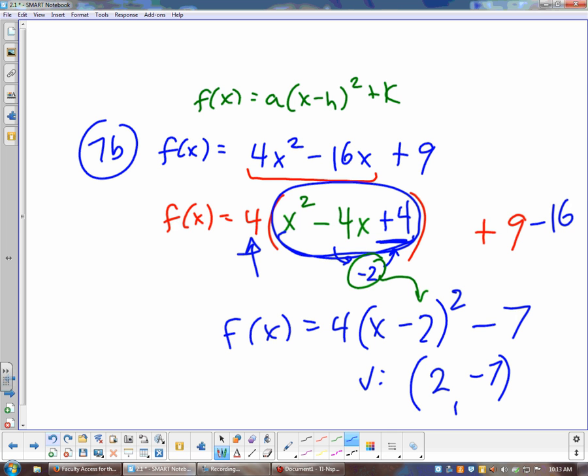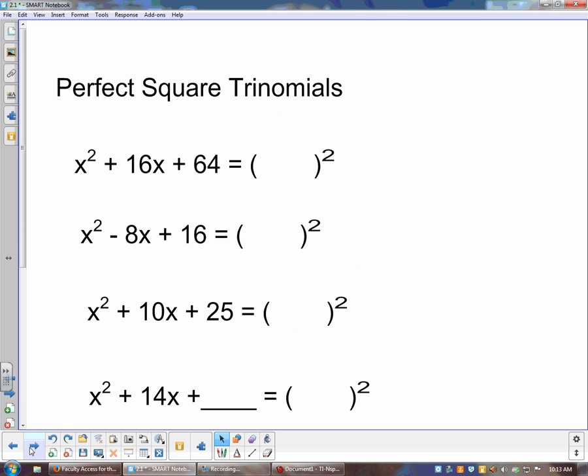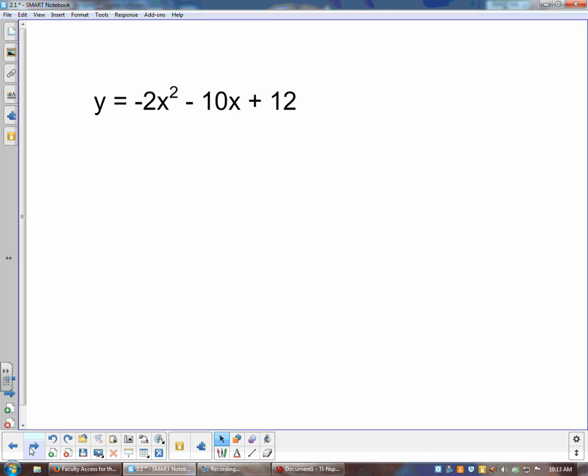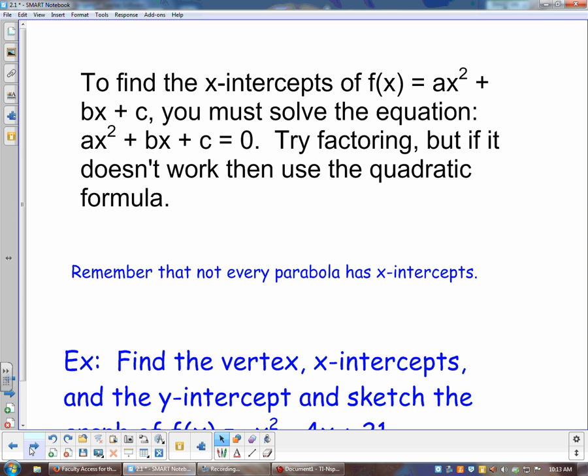All right, we already talked about perfect square trinomials. You're all good with that. We did this. Okay, so let's jump to this.